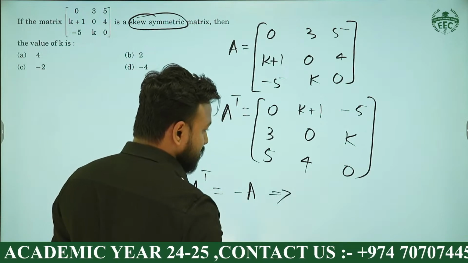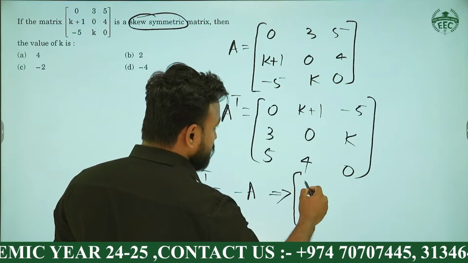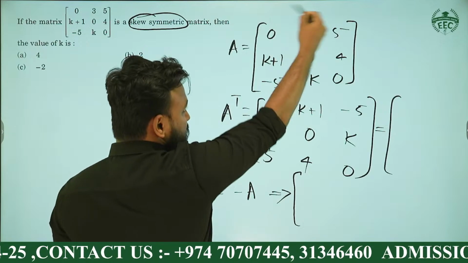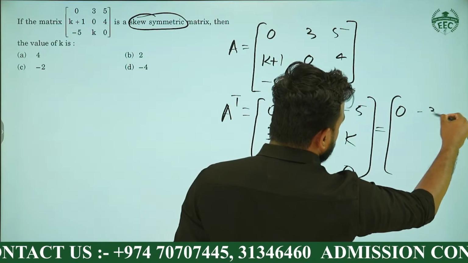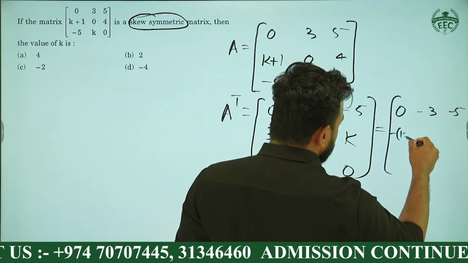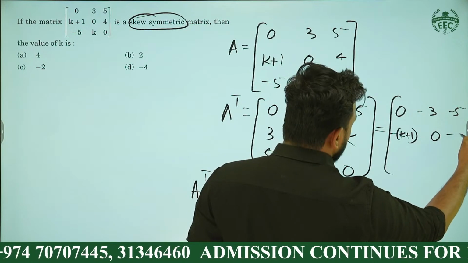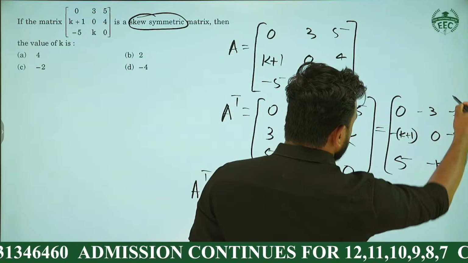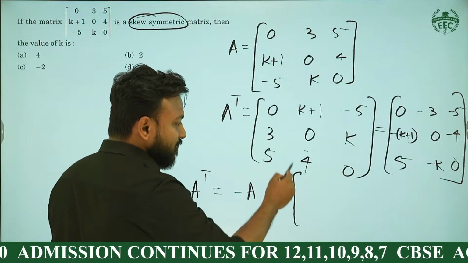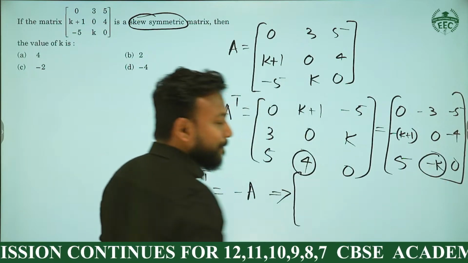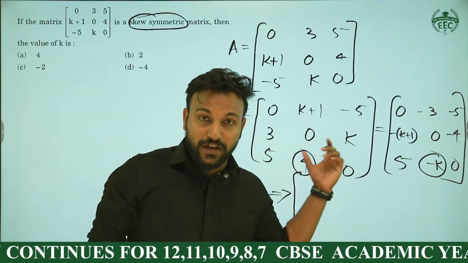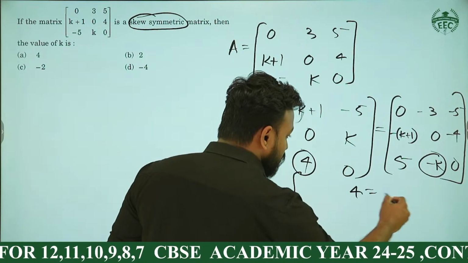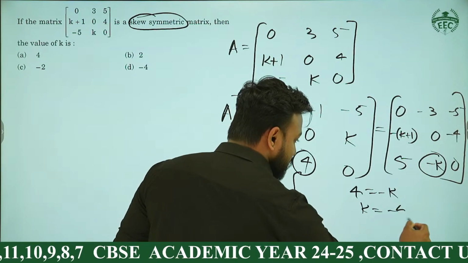That implies what? What is A transpose? This is our A transpose, which is equal to negative A. What is negative A? Negative of this matrix. That is [0, minus 3, minus 5; minus of K plus 1, 0, minus 4; plus 5, minus K, 0]. From here, you can find that 4 is equal to minus K, because if two matrices are equal, then the corresponding elements will be equal. That means 4 is equal to minus K, K is equal to minus 4.